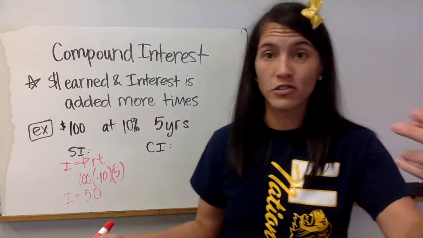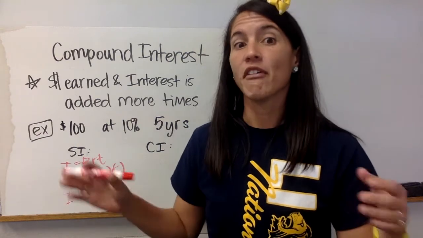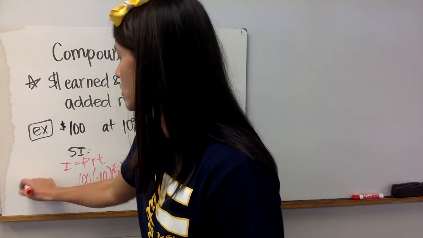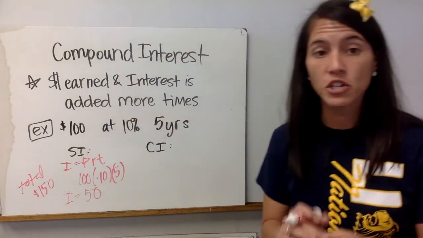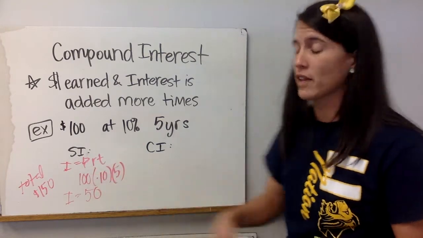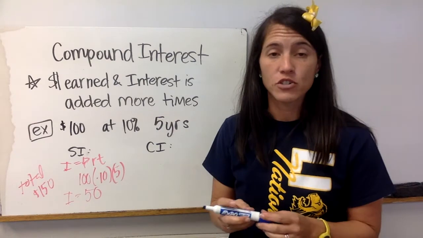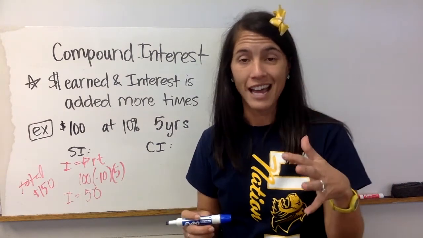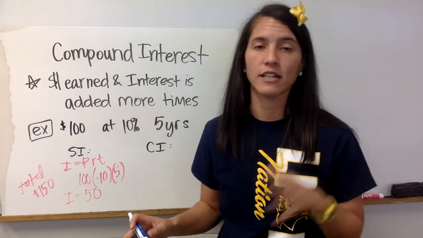So if you earned $50 at the end of 5 years, you essentially would earn $10 a year. And then the total that this person has after 5 years is $150. That's the total because I added the principal and the interest. Now, if someone is going to have compound interest, what that means is each year the interest is added and then calculated again, and more interest is added and calculated again and again, and I'm going to show you.